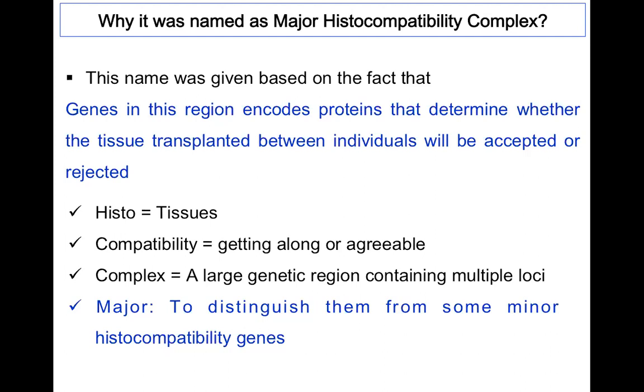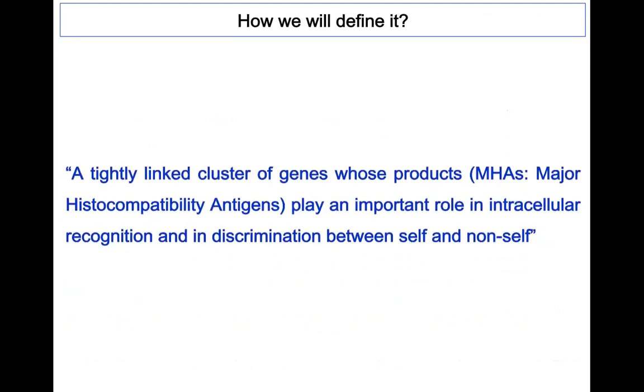To distinguish them from some minor histocompatibility genes. So actually there are also some minor genes and some major histocompatibility genes. Just to distinguish them, they use the word major. So if we look at these words, now we are able to define the MHC: a tightly linked cluster of genes whose products, which we call MHA, standing for major histocompatibility antigens, play an important role in intercellular recognition and in discrimination between self and non-self.